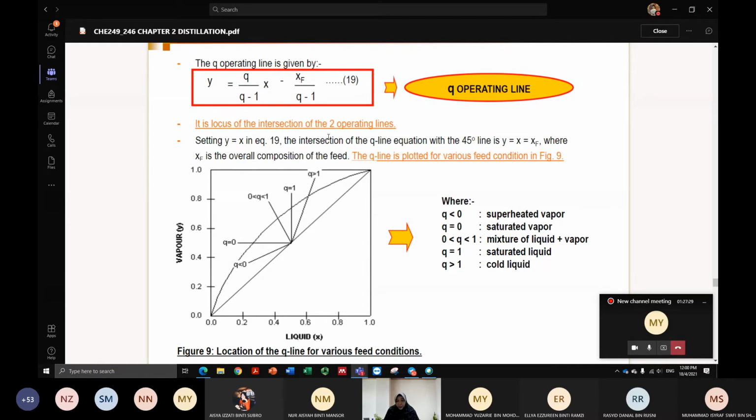The Q operating line is developed because you have a feed condition. Look at the y-intercept. It consists of a negative sign: the y-intercept is equal to negative xF over q minus 1. You are given the condition of the feed, so the y-intercept involves xF. The Q operating line involves xF. Now go back.